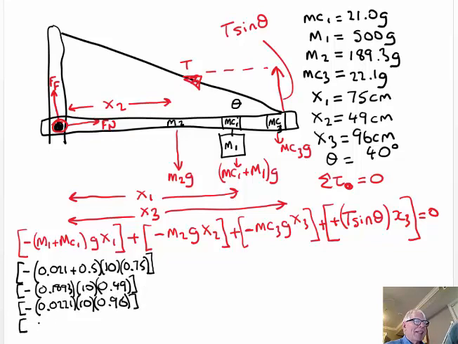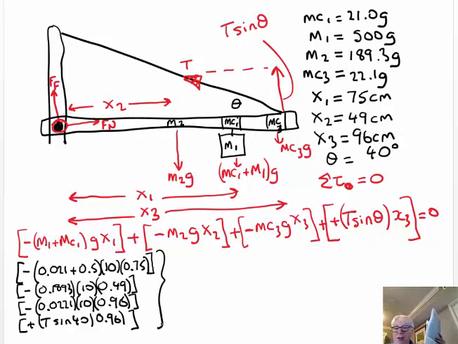And then for my last term, I have, let's have a look, T sine 40, there's the force, times the distance, which is 0.96. And that's a positive. So now I can do some math.